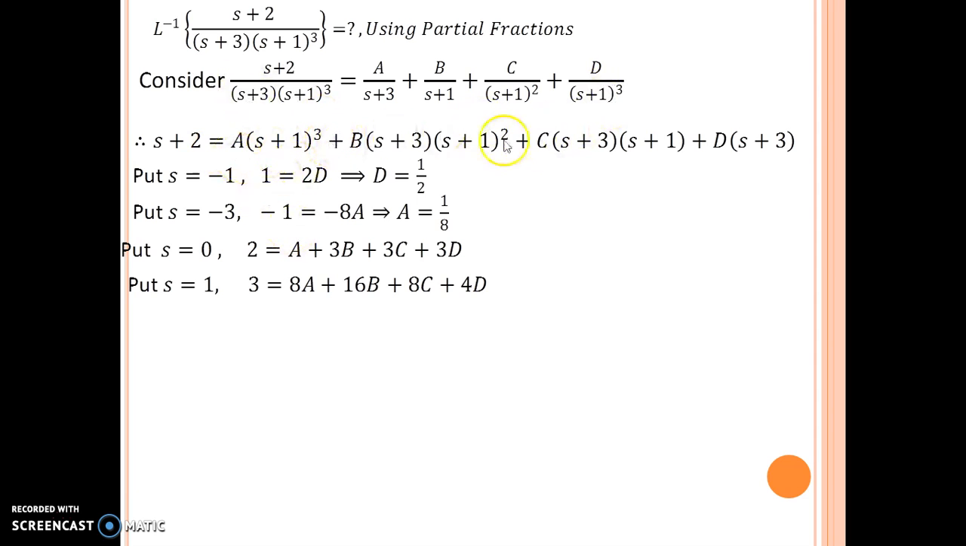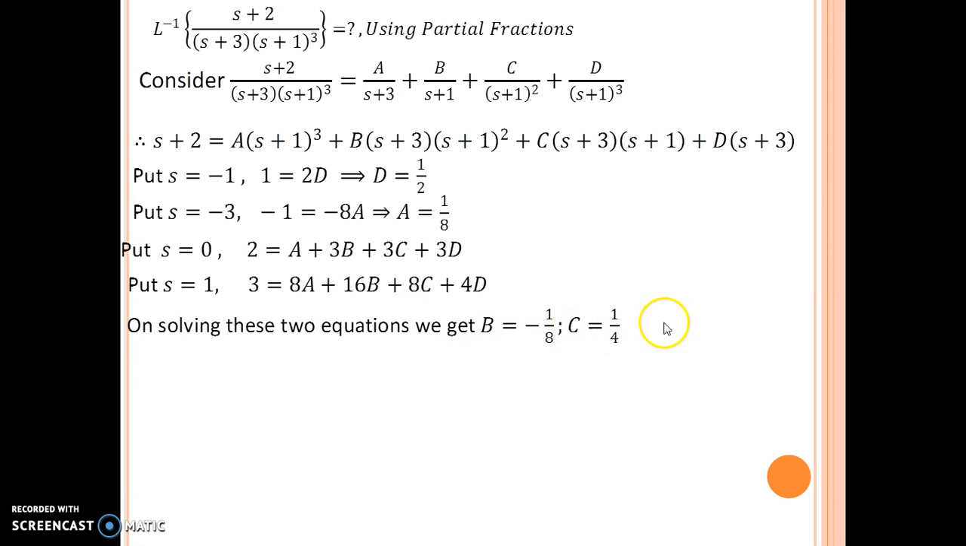When you substitute this value, you get this equation, but you already know the value of A and the value of D. You substitute those also over here, then you obtain 2 equations in B and C. So you solve them simultaneously and obtain the value of B as -1 over 8 and C as 1 by 4. That's it.